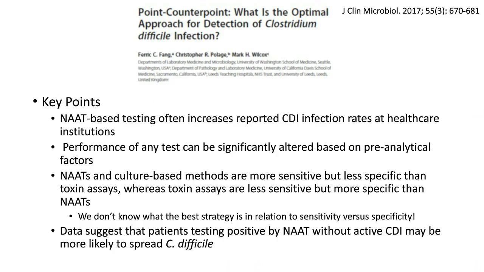Much of this discussion was nicely highlighted in a point-counterpoint that was also recently published in the Journal of Clinical Microbiology. This point-counterpoint really addressed the issue of what is the optimum approach for detection of Clostridium difficile, with those suggesting that PCR was the best approach, written by Ferric Fang, and the counterpoint written by Chris Palage and Mark Wilcox, suggesting that a multi-tiered approach may be the better approach.